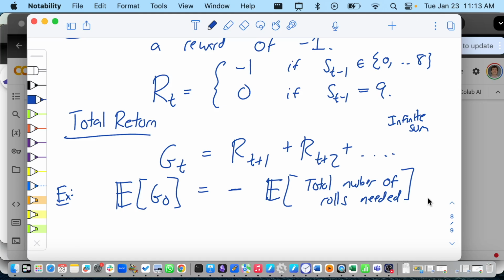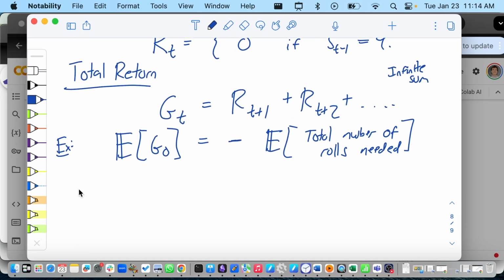Okay, so we've gone from calculating the total number of turns as an infinite sum to calculating the expected value of G_0. But G_0 is itself an infinite sum. So have we done anything? Like you could repeat everything we did, you get the same equation. But it turns out there is a really smart trick for finding the expected value of G_0 as an equation. And what you do is you look at something called the value function.